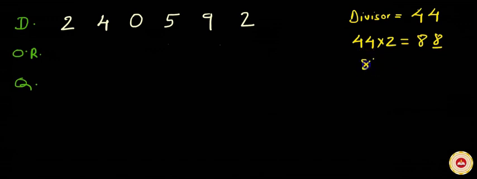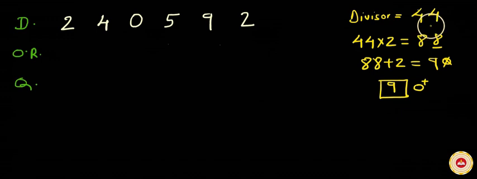So how to calculate? 88 plus 2 gives us 90. Neglect this 0 and write 9. This 9 is the positive osculator for divisor 44. Now let us osculate the given number 2,40,592 by positive osculator 9.